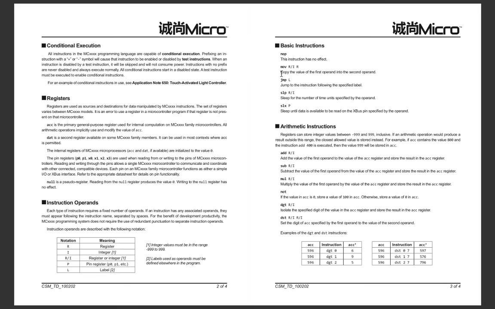I think this is the one we need. Copy the value of the first operand into the second operand. R/I R. R is register or integer. So I guess you could write move P1 to P0 or something. So you would take the value from one place and put it into another place. Use the source destination for data manipulated by ECXX. Oh well.